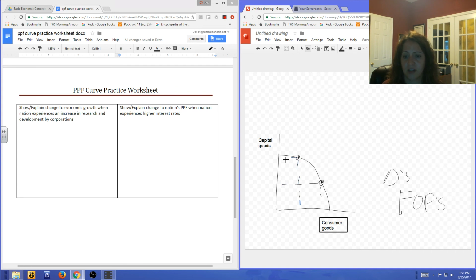That's supposed to be dots, but it's not really working. You go from point 1 to point 2, just closer to capital goods. It doesn't matter if you're somewhere over here and you're getting closer. As long as you're getting closer, it doesn't matter where you were, as long as you're getting closer to capital goods. It doesn't matter where you put your points.